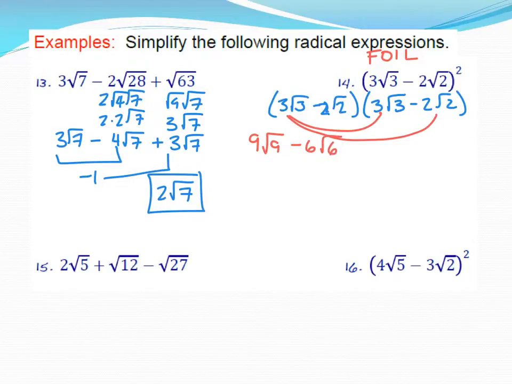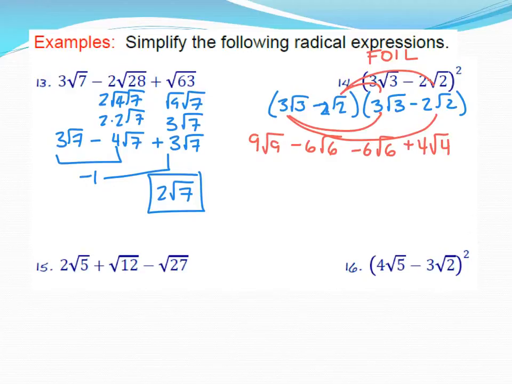Now the second one, I'm going to distribute the second term all the way through. So negative 2 radical 2 times 3 radical 3 is going to give me negative 6 radical 6. And then negative 2 radical 2 times negative 2 radical 2 will give me plus 4 radical 4. Whoa. Whew. Okay, so I got my 4 terms there. Very good, very good, very good. Now let's see if we can combine things.